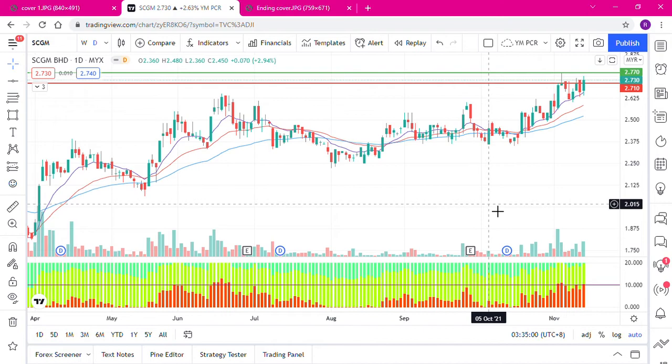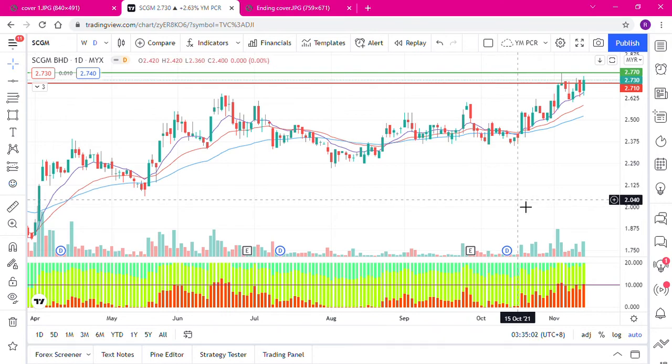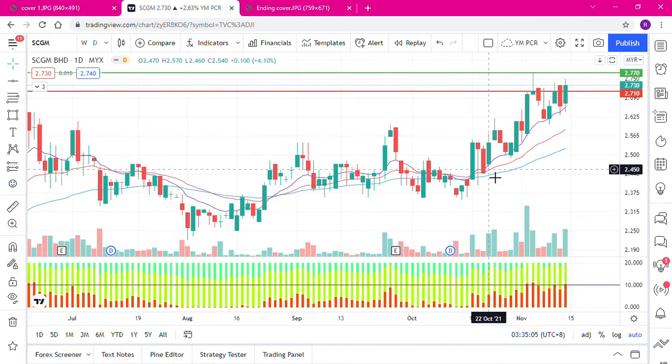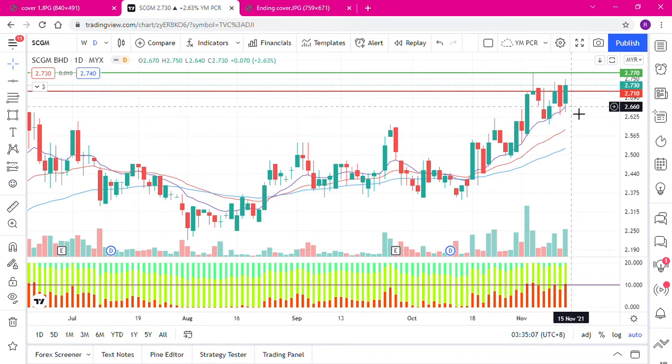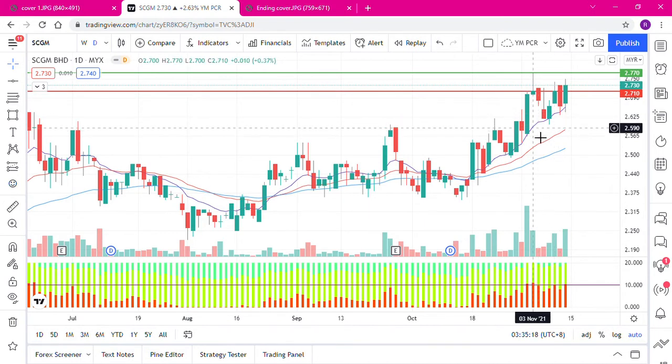As long as what you need to take care of, make sure it lies on the MA10. Use MA10 as the support. Why? Because MA10 itself is considered a short-term support. As long as it stays above the MA10, the dark blue line, it's still considered strong momentum. Maybe when it breaks the MA10, then it will show some weakness, and that's the time you can consider taking profit.